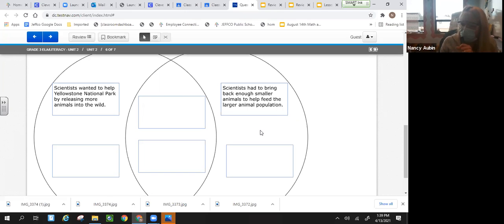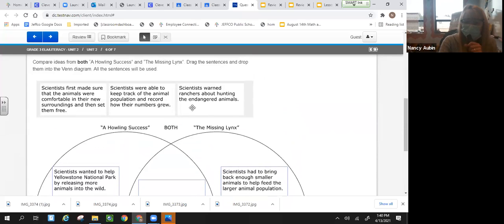So the lynx is the larger animal. What is the smaller? Rabbits and bunnies. The rabbits, yeah, right? So in The Howling Success, the wolves ate the elk, which are the larger animal, but the wolf is smaller, right? So it doesn't apply to both. Did they have to bring in more elk for the wolves? No, they were already there. They already had too many elk. So that would make this one specific to the Missing Links. They're talking about the rabbits and the lynx.